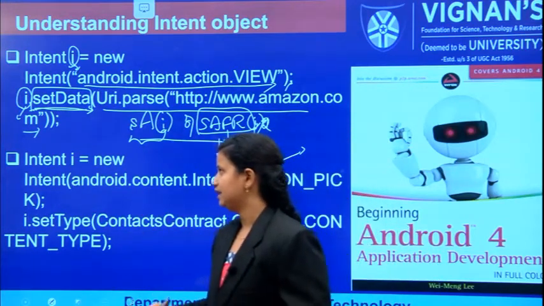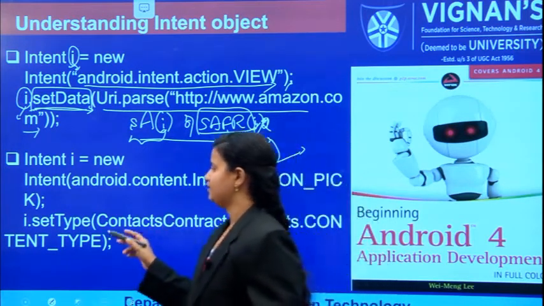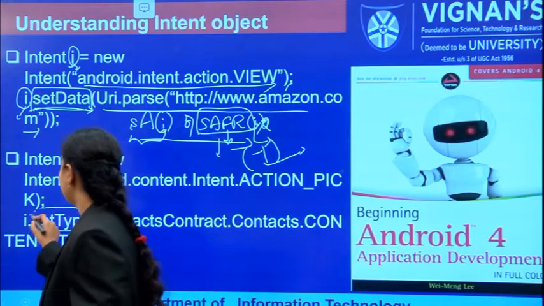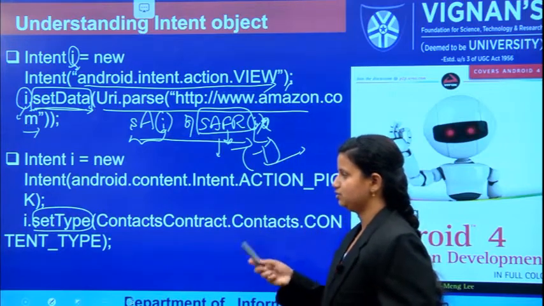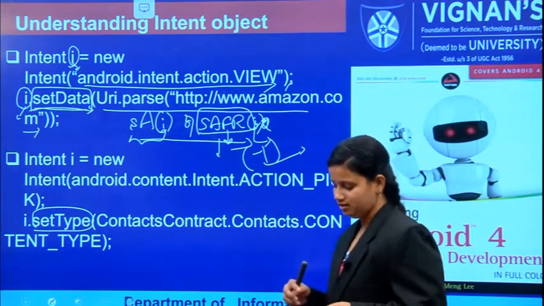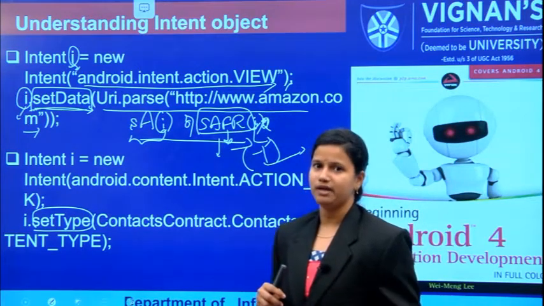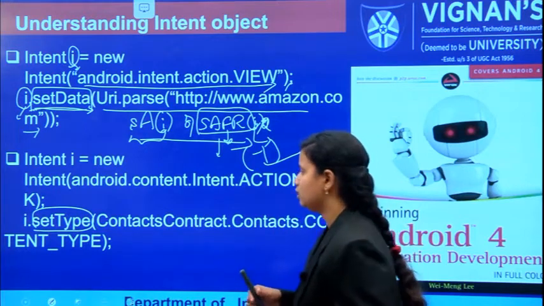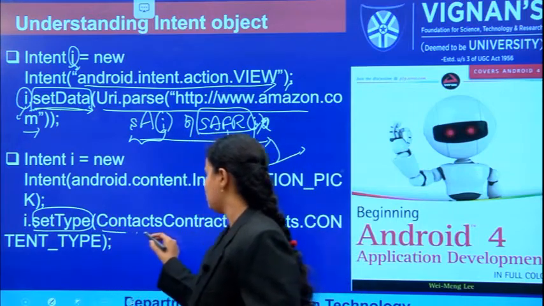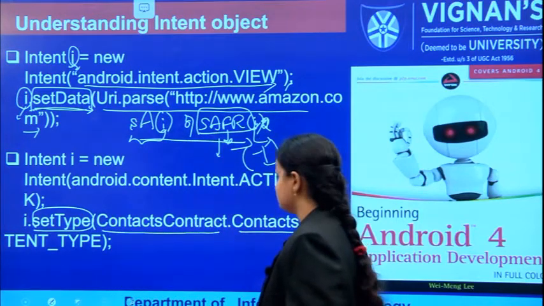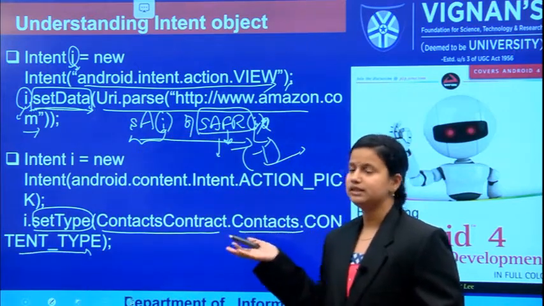The next thing is Intent i = new Intent(action), and then instead of setData, we have to use setType. So what does this type mean? When you are using contacts, it is a MIME type. To open that MIME type, or to open different types of data, we have to use setType, for example ContactsContract contact type. In this way, we specify the setType.